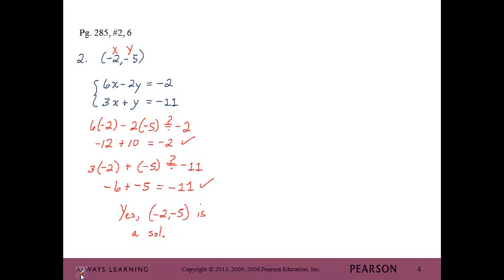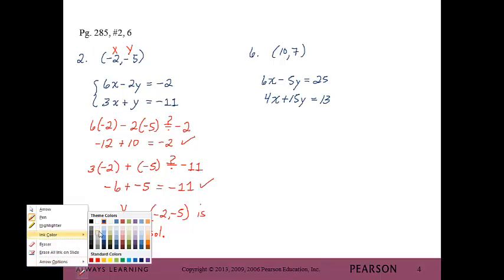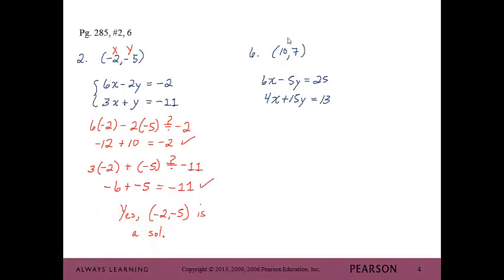All right, let's move on and do number 6. So this time the ordered pair is 10, comma 7. And the system is 6x minus 5y equals 25, and 4x plus 15y equals 13. And now we're going to check to see if the ordered pair is the solution. So x is 10 and y is 7.